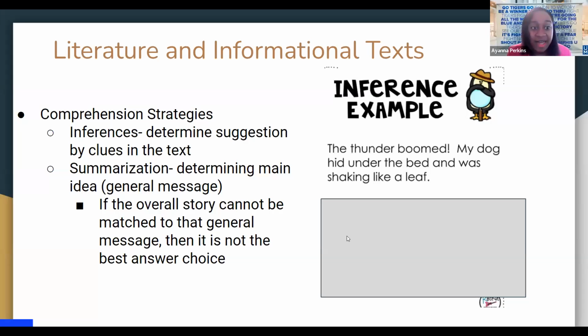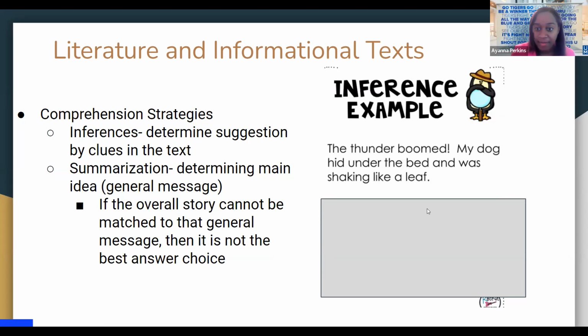All right, so we have some comprehension strategies, and these are some of my favorite to teach because you can teach them at every level. First grade all the way up, you can teach students inferences. Something that I remember my teacher doing in first grade, and even when I taught sixth grade, we spent time looking at the book covers. We would hold the book up, and we would talk about what we think the book is about based on clues. In the same way, you can infer certain things from the text. So inferences are what determine suggestions by clues in the text.